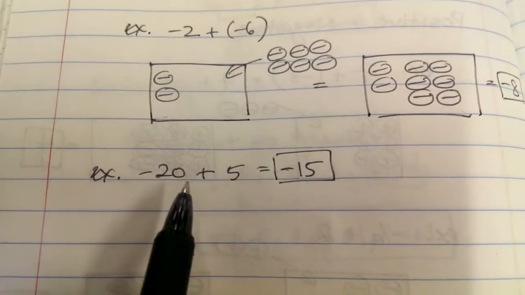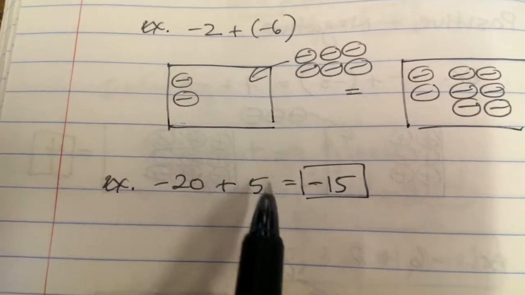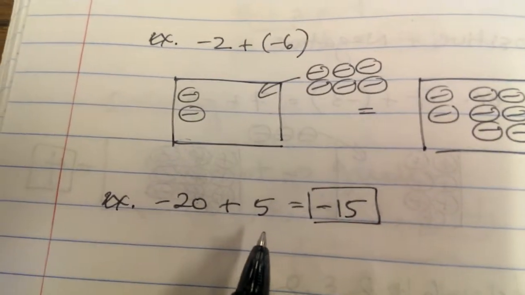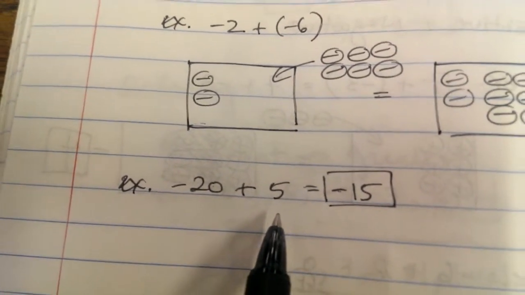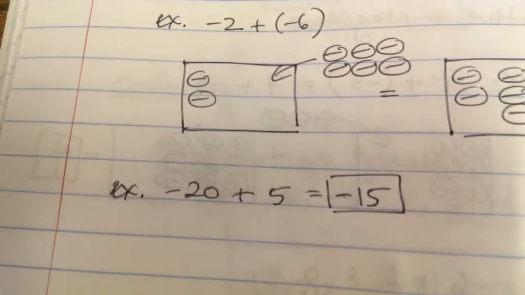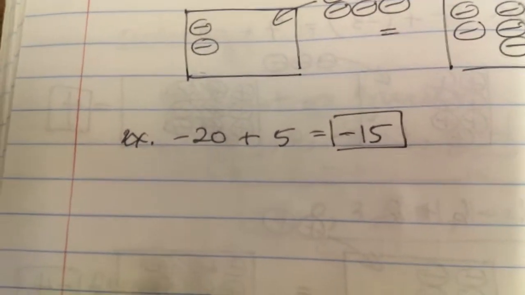Now, think of it in terms of money. That always helps too. Here you owe somebody $20. You give them 5. Do you still owe them money? Yeah, but a little less, right? It takes a little bit away from the debt. So then now you only owe them 15. So you can think of it that way as well.